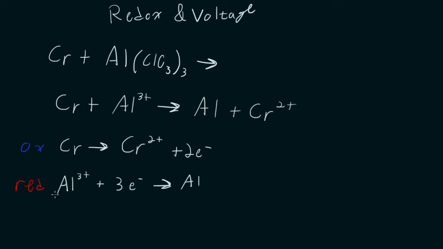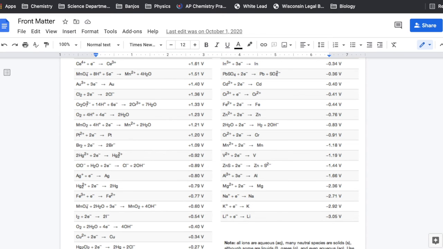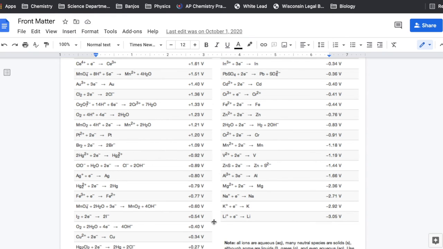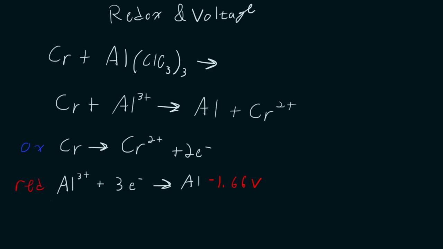Great. So whatever value we find for aluminum, we can just use that one. Whatever value we find for chromium, we're going to have to flip it. So aluminum, if we look on here, oh, hey, right there, negative 1.66. It's going to be a negative 1.66 volts. Then the chromium, let's find that. Chromium 2+. Hey, right there. Negative 0.91, and since it's flipped, that means a positive 0.91 volts.